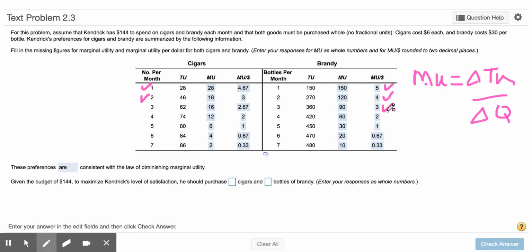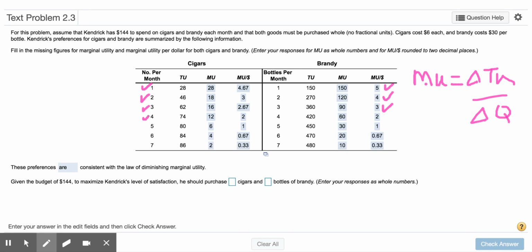Should this person buy the fourth unit of brandy? Well, we'll give him 2 utils per dollar, but if he spends it on cigars, we give him 2.67, so that's higher. So he should buy a third cigar. Should he buy a fourth cigar, we give him 2. Should he buy this one, we give him 2, so he's indifferent. This time I'm gonna pick up the fourth.